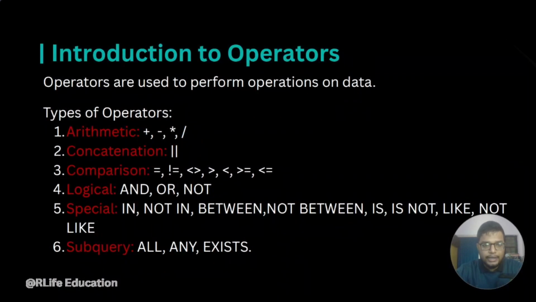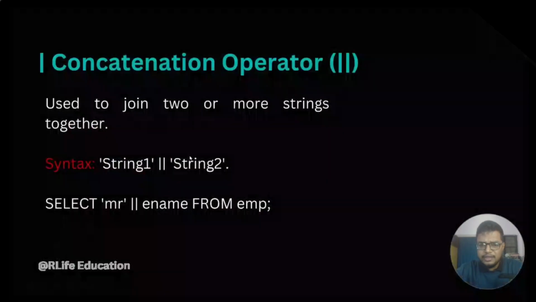Okay, so what is an operator? Whenever we have to perform some operation, we use an operator. An operator is nothing but a symbol. We already know the arithmetic operators: addition, subtraction, multiplication, division. Okay, then concatenation. So what is concatenation?